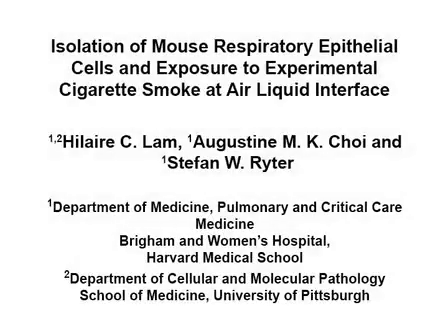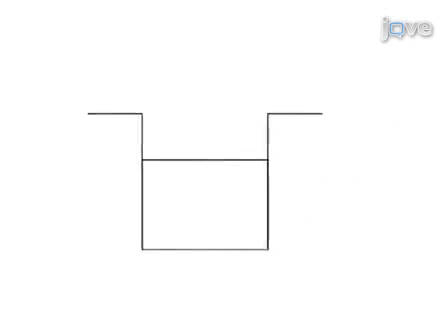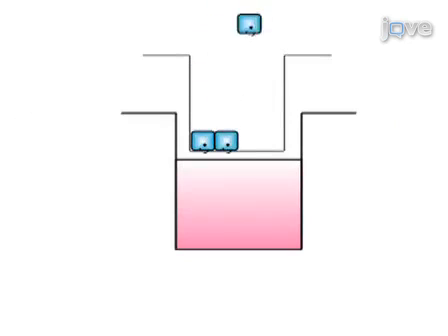The overall goal of this procedure is to isolate airway epithelial cells in order to study the toxic effects of cigarette smoke exposure. This is accomplished by first dissecting mouse tracheas and then digesting the tracheas in pronase solution. The second step of the procedure is to collect epithelial cells and propagate them in liquid culture.